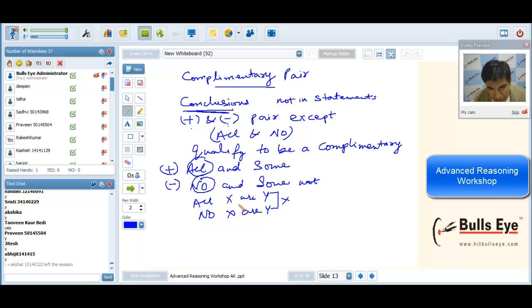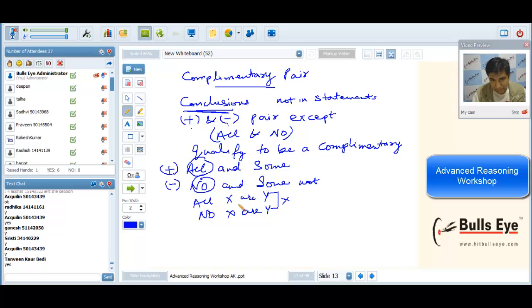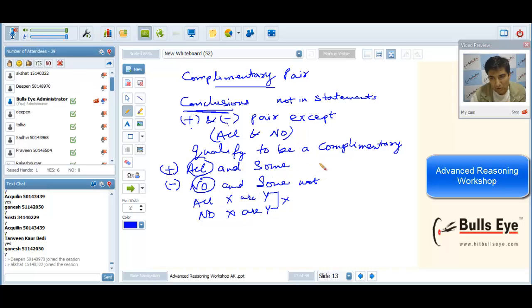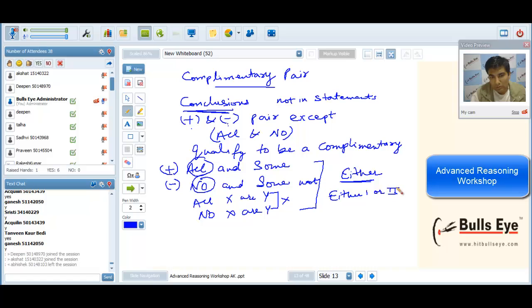Are we able to understand it, people, up till here? Can I move further? Okay. Now, the second concept in the complementary pair is it is always marked as either choice. Either one or two follows.